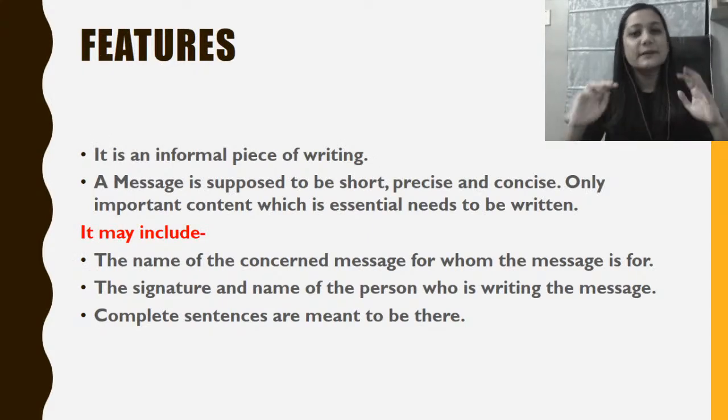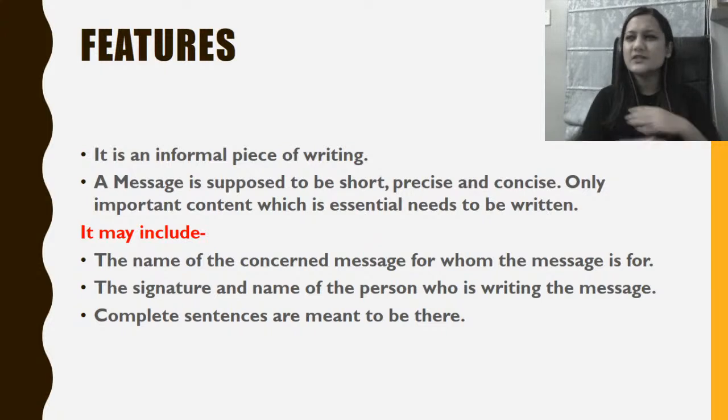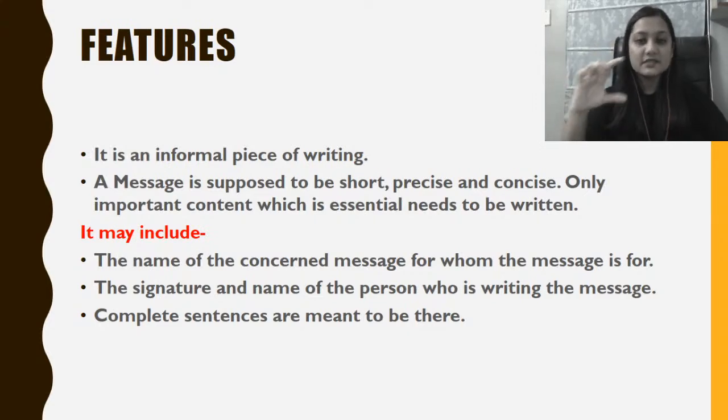As I have told you in the beginning of this video itself, a message is an informal piece of writing. A message is supposed to be short, precise, and concise. Only important content which is essential needs to be written. You simply can't write about anything or everything. Only important information needs to be there. I agree that it is an informal piece of writing, but that doesn't mean you can write about everything or anything. No, we do have to consider that you have got a limited space for the content, right? So please use it wisely.